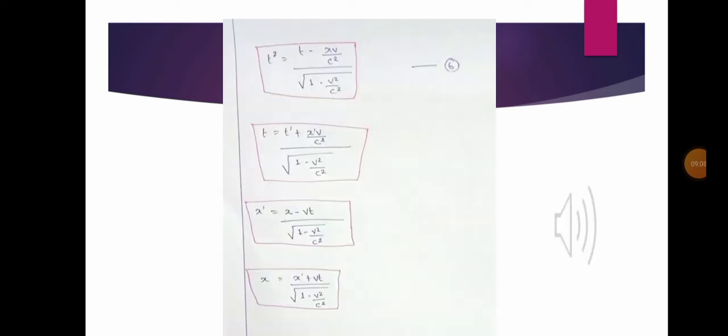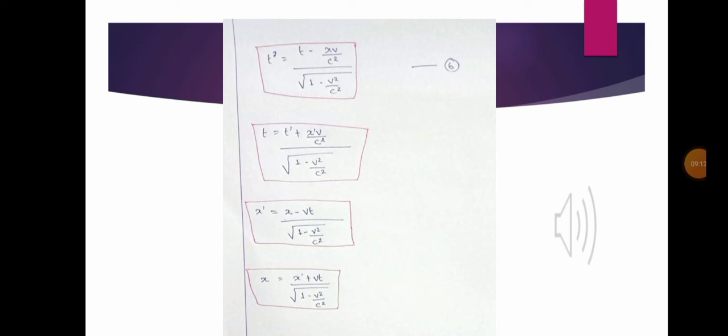1 by lambda square equals 1 minus v square by c square. 1 by lambda square equals c square minus v square upon c square. Lambda square equals c square upon c square minus v square. Or we can say that lambda square equals 1 by 1 minus v square by c square, and lambda equals 1 by root over 1 minus v square by c square.